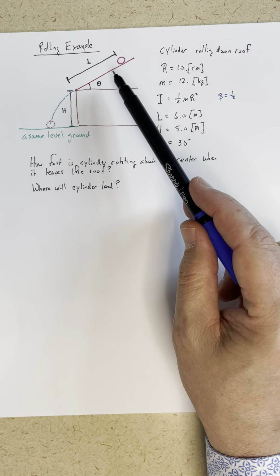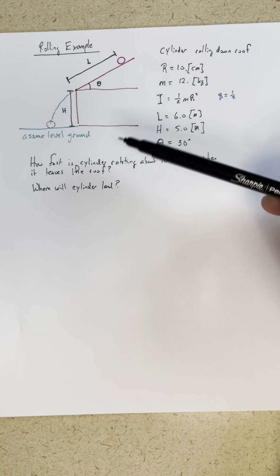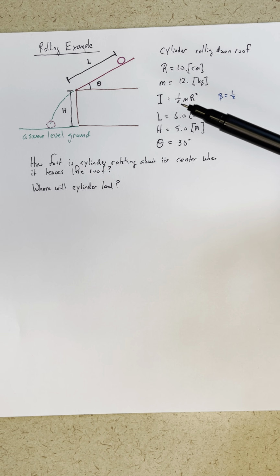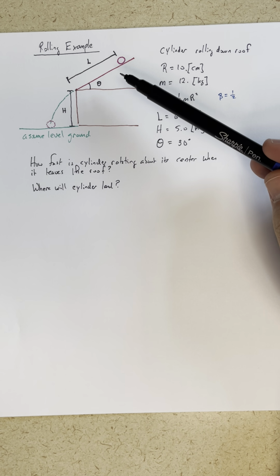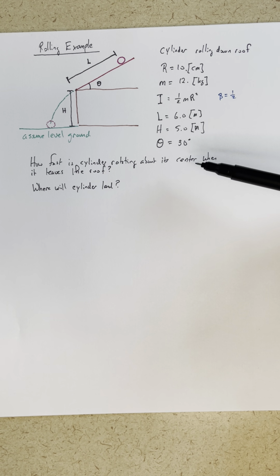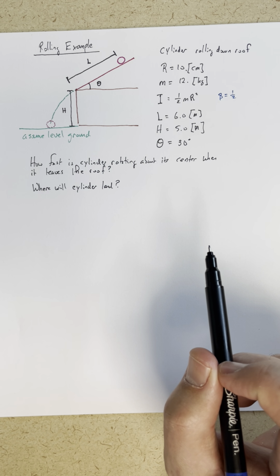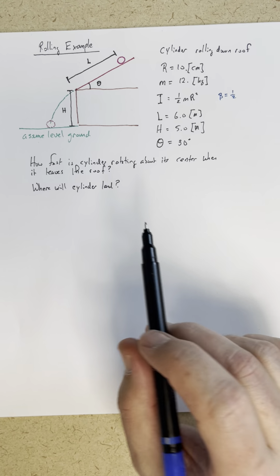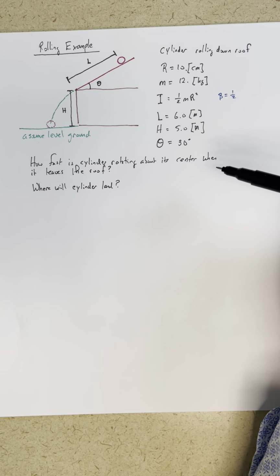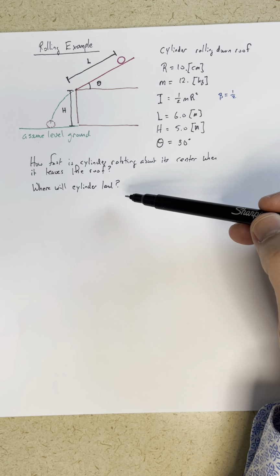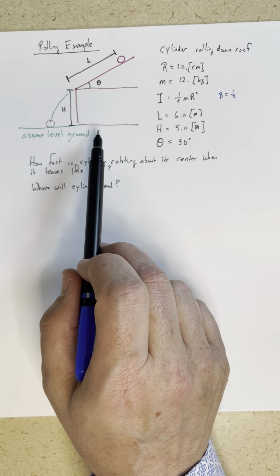It rolls for 6 meters along the roof. It falls 5 meters to the ground, so it's a pretty tall roof. And this angle is 30 degrees. So it's a pretty steep roof too. So good for a physics problem, not necessarily the best for a house. All right, we want to find two things. How fast is this cylinder rotating about its center when it leaves the roof, and where is it going to land? We can assume that the ground is level.